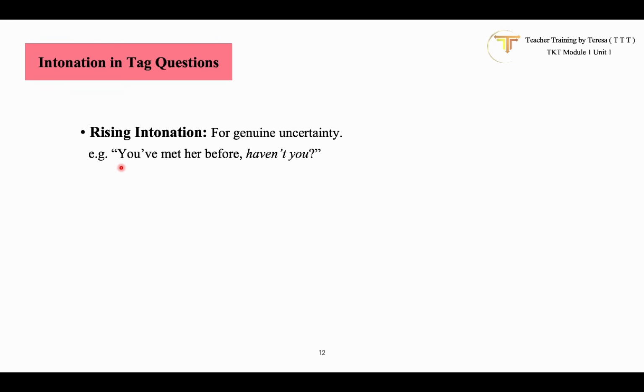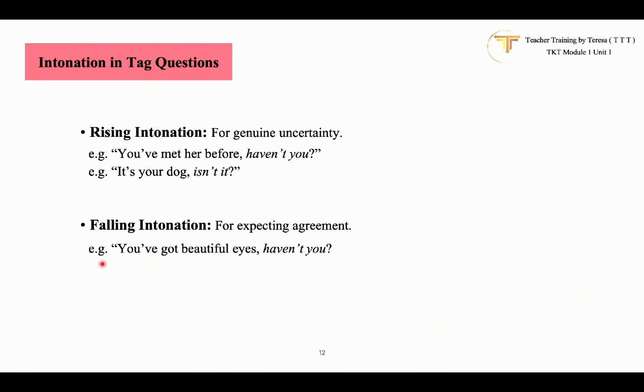Intonation in tag questions. Rising intonation, for genuine uncertainty. Examples. You've met her before, haven't you? It's your dog, isn't it? Falling intonation, for expecting agreement. Examples. You've got beautiful eyes, haven't you? It's a beautiful day, isn't it?